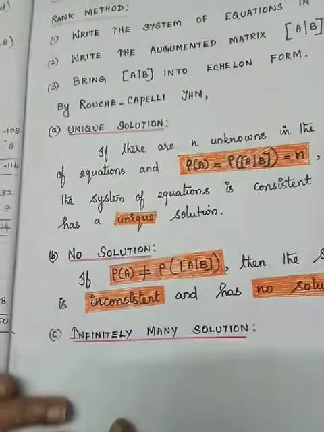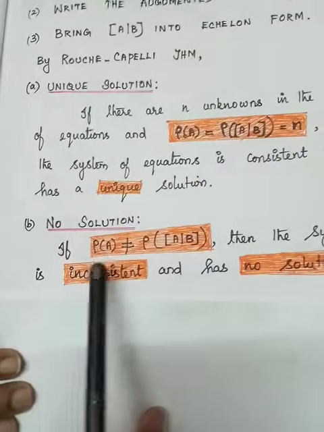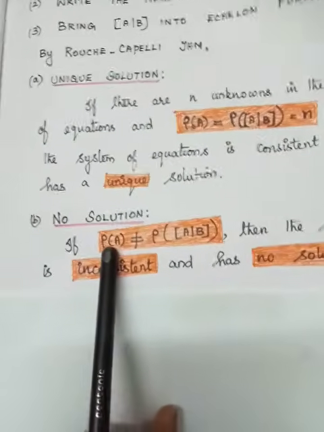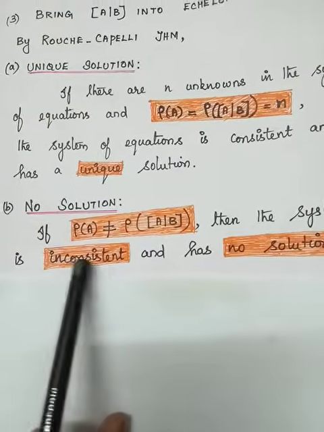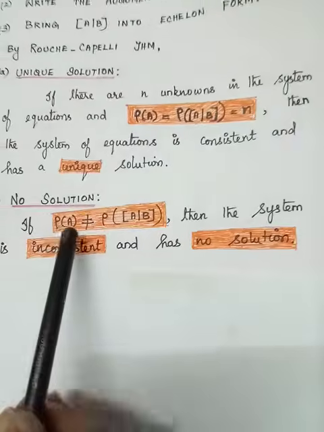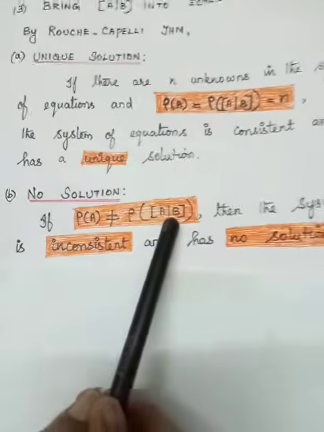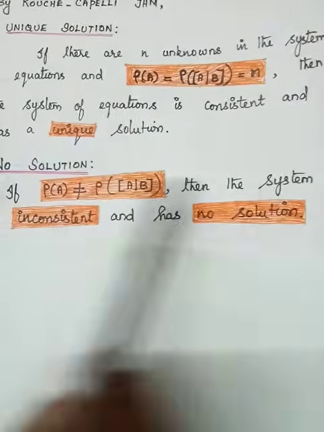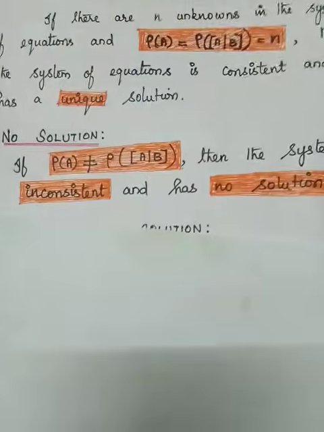Okay, we'll see the next case, that is no solution. If rank of A is not equal to rank of AB, then the system is inconsistent, and it has no solution. Look at this, rank of A is not equal to rank of AB. You have to write that the system is inconsistent, and it has no solution.